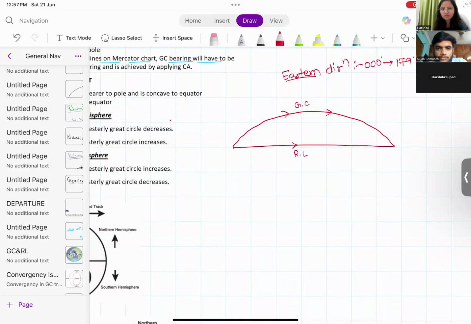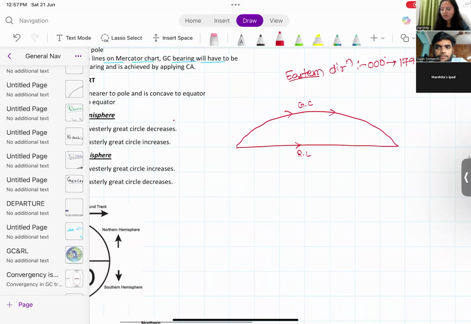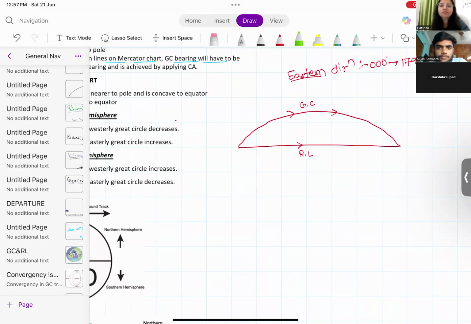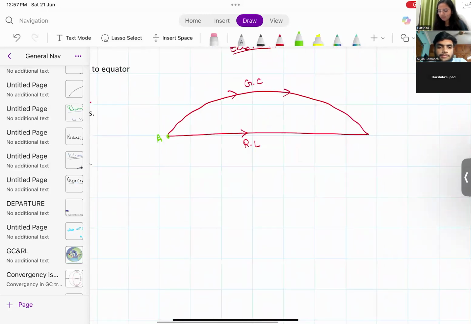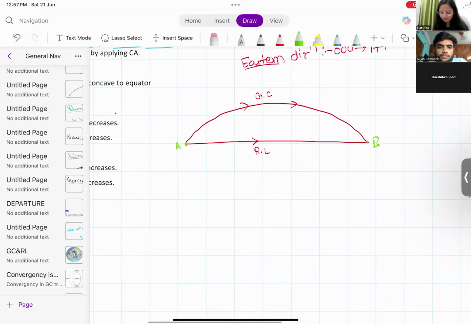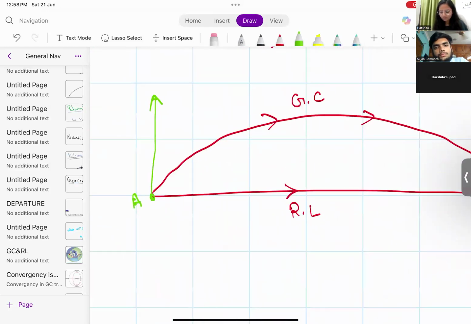Happy till now? Whenever we measure angles, whenever we measure any direction, any angle, from which reference? From north. So this was our north, point A. This is our point B. Going from point A, let's find out the angle with the north. This is the angle which the great circle initial track is making with the north, right?